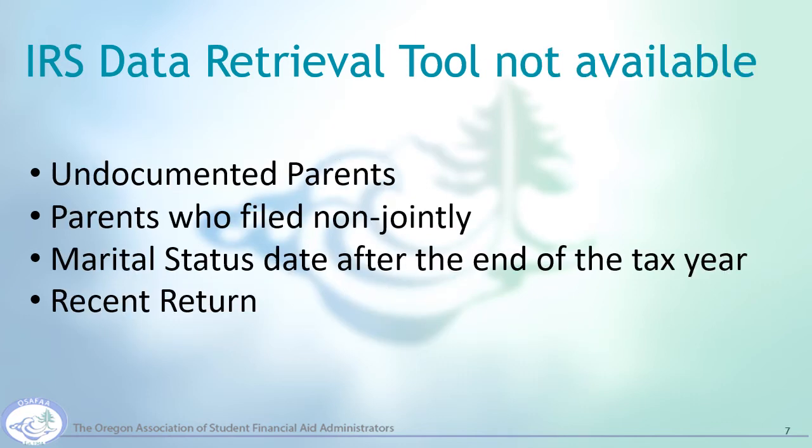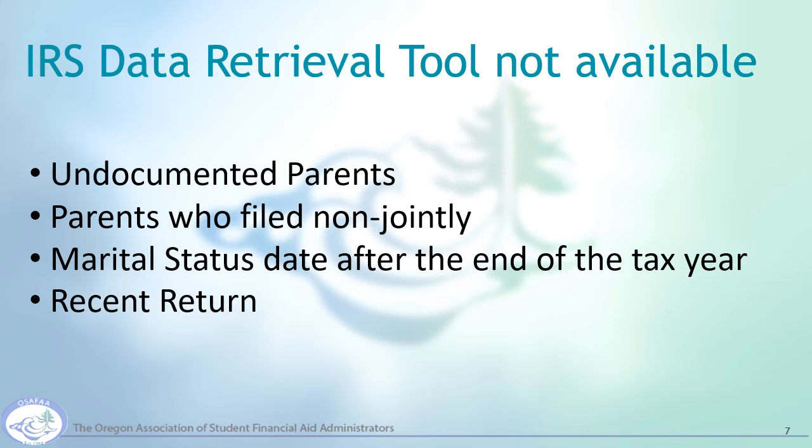There are several reasons a parent would not qualify to use the IRS DRT. For example, if the parent was undocumented or did not have a U.S. Social Security number, if he or she filed a separate return, his or her marital status date is after the end of the tax year, or if the tax return was just recently submitted, that is within the past 6 weeks, the IRS DRT would be unavailable.